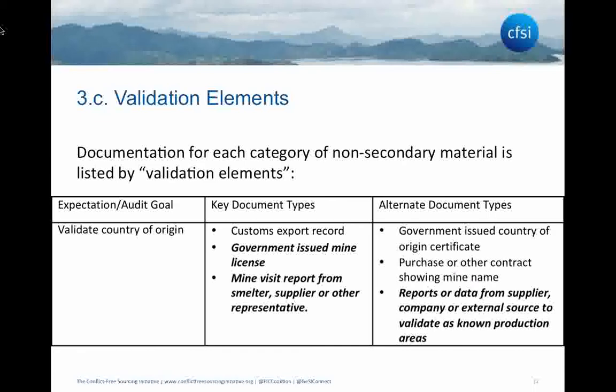As you will see throughout the presentation as well as in the revised audit tools, there is mention of so-called validation elements. The auditors will validate the origin and transportation of non-secondary material using different lists and tables in the audit protocol, which have also been annexed to the audit procedures for your convenience. In each of those tables, the CFS program has defined an audit goal or various audit goals and expectations, which are so-called validation elements throughout the different documents.